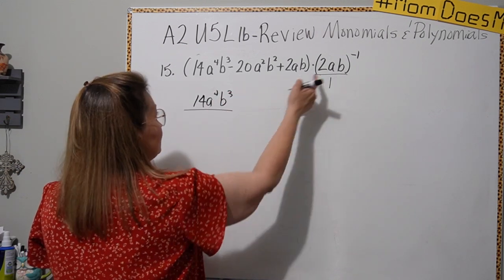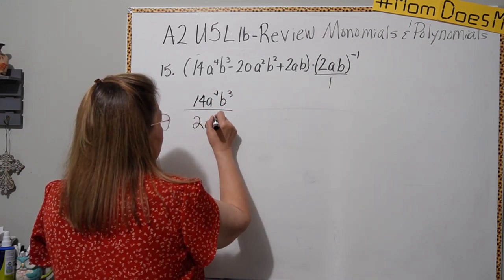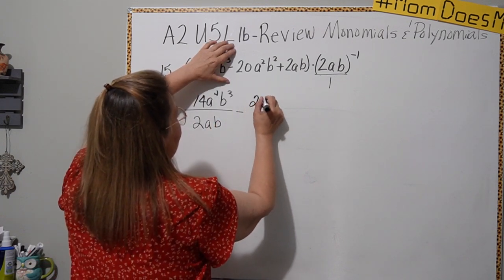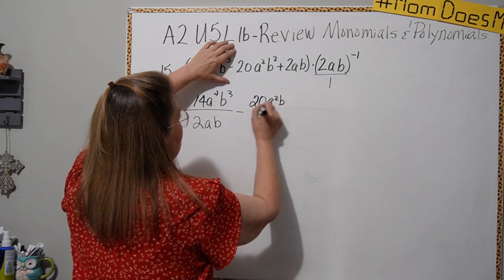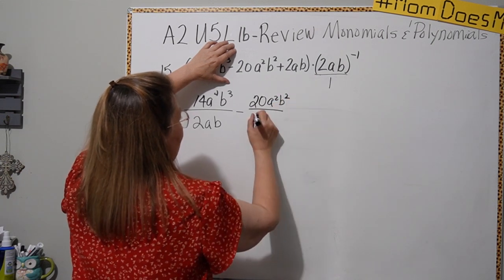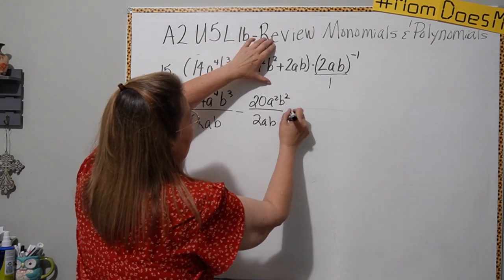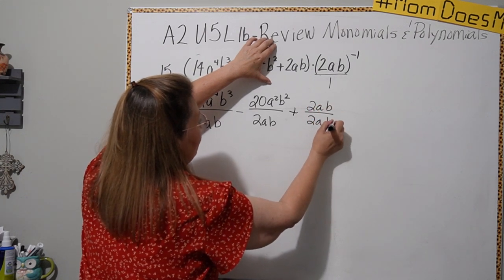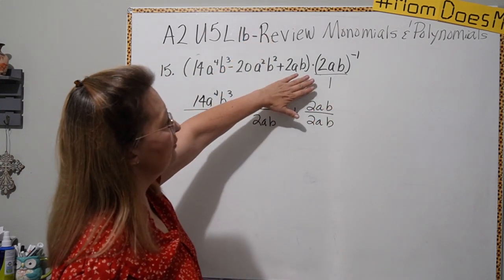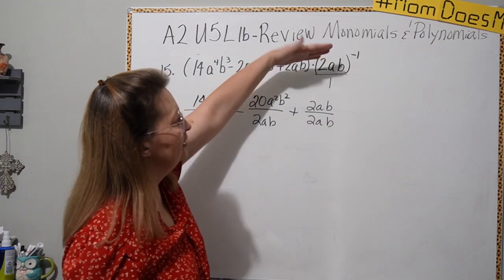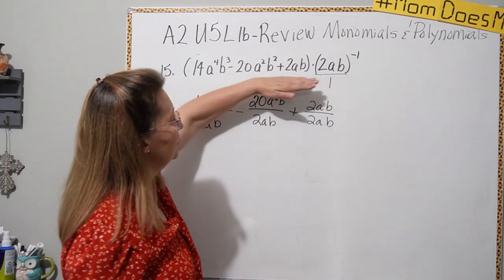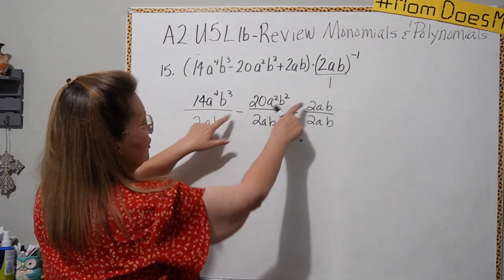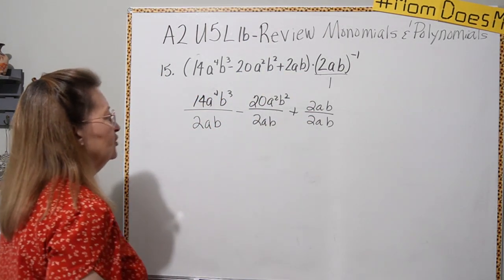So now I'm going to put this over 2ab minus. All right, now I have 20a squared b squared over 2ab plus 2ab over 2ab. Okay, so I hope I didn't lose anybody. The negative 1 caused me to flip this. 2ab became the denominator of this whole thing, so then I just split it up into 3 smaller terms.